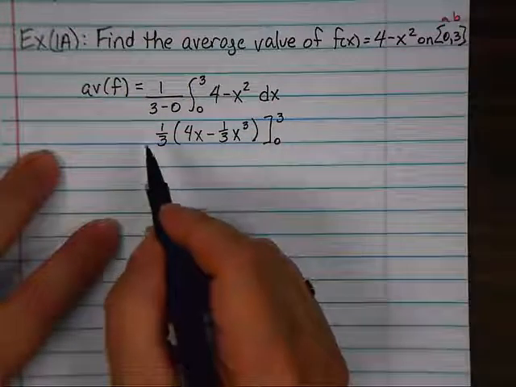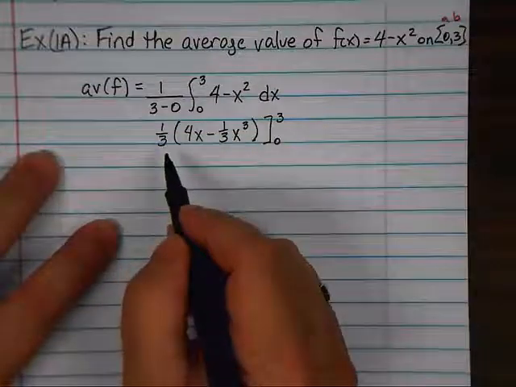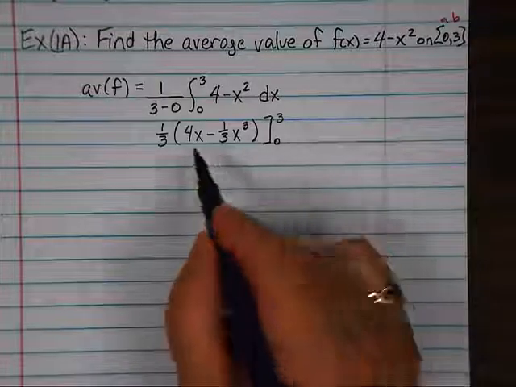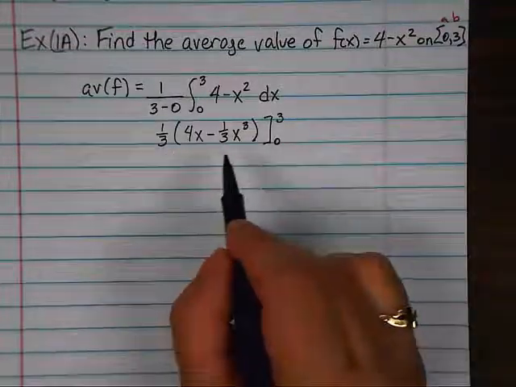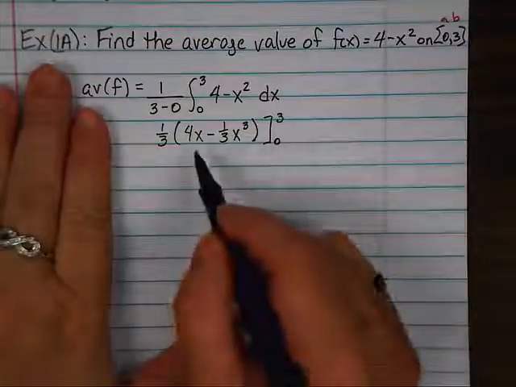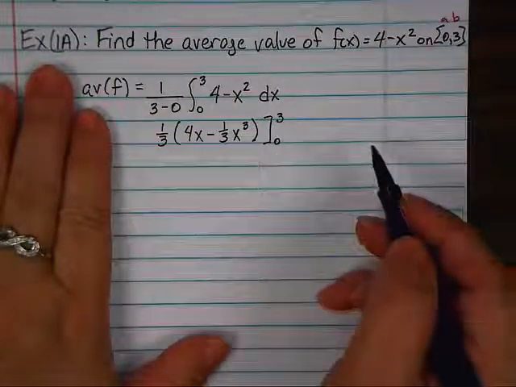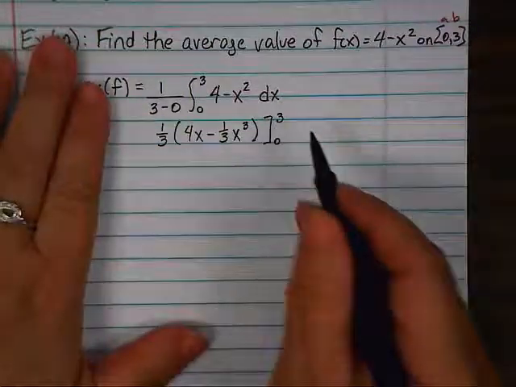Okay. I know that the 1/3 was outside the integral to begin with. But when you go to plug your numbers in, you can just bring it alongside as you do so, and that's okay. You're going to get the same answer. Now, my next question is, which number do I plug in first, 3 or 0? It has to be the top number, 3.